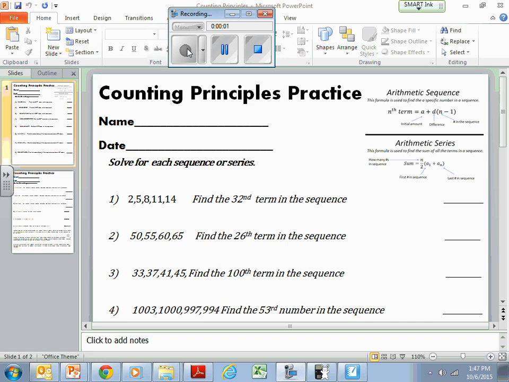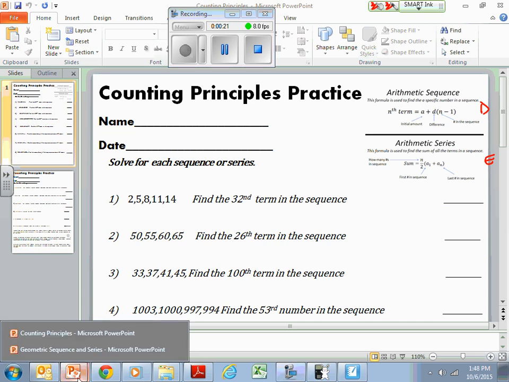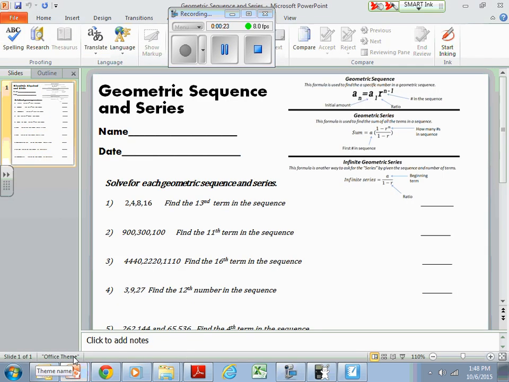2B, Unit 9, work prepping for Assessment 2, counting principle. Put the letter D next to that puzzle, E next to that puzzle, then we'll switch to the geometric sequence and series, A, B, C, and then that should be enough for now.